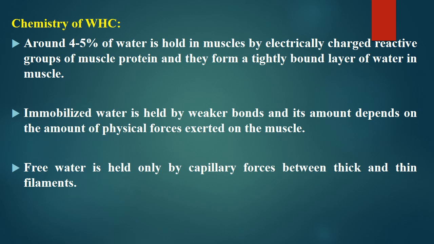The second is immobilized water, which is held by weaker bonds, and its amount depends on the amount of physical force exerted on the muscle. If the physical force is more, then more of this immobilized water will go out. If the physical force is less, a smaller amount of immobilized water will be lost. And the third is free water. It is held only by capillary forces between thick and thin filaments, which we discussed in the structure of muscle. This water goes out very easily with minimum external force.